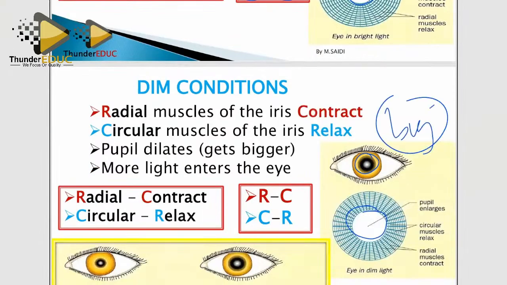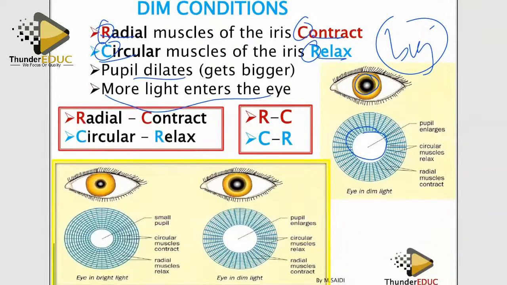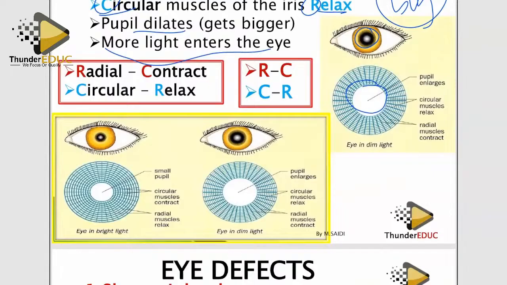In dim light, we said we mix them up. R will go with C, while C will go with R. So radial muscles contract, circular muscles relax. The diameter of the pupil will dilate, meaning that the pupil is going to become bigger, and now more light will enter the eye. So that is radial muscles contract, circular muscles relax. R with C, C with R.